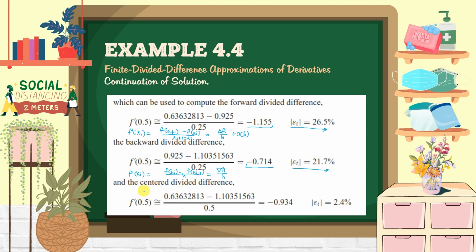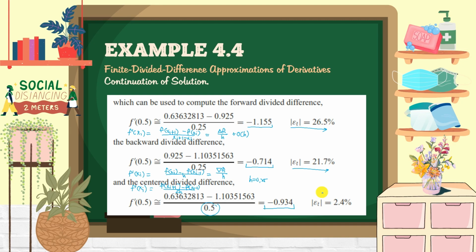And the centered divided difference will be the first derivative of the function at x sub i equals the function of x sub i plus 1 minus the function of x sub i minus 1, all over 2h. So h is equal to 0.25, so 2h will be 0.5. And it will have a value of negative 0.934 with a true percent relative error of 2.4%.